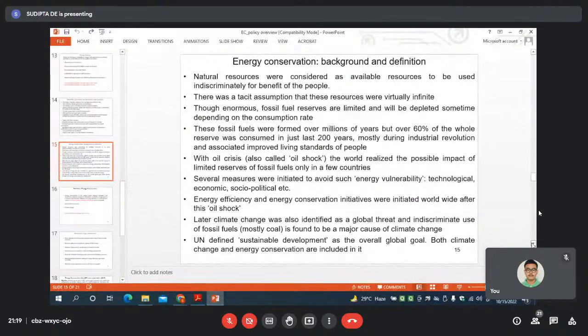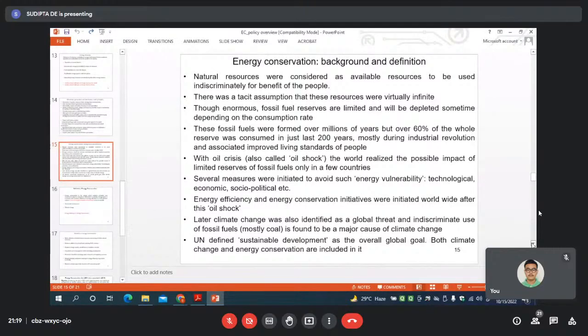And then the overall sustainability concept, as we discussed earlier with the Brundtland Commission, etc., matched with the so-called objective functions of the overall global goal. So obviously, the energy conservation mission currently going on originated from the oil shock experience. Later, climate change was also identified as a global threat, and indiscriminate use of fossil fuels, mostly coal, was found to be a major cause of climate change.